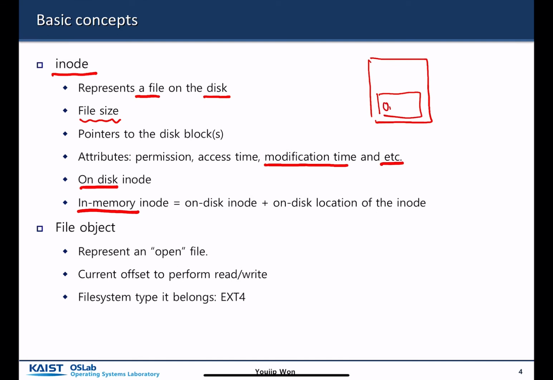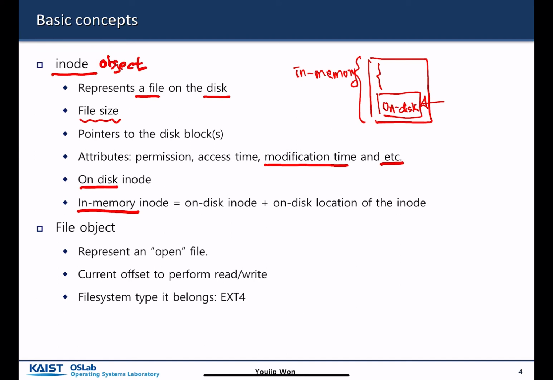So this is the on-disk inode, and the in-memory inode, or in-core inode, represents a data structure that contains the on-disk inode and some other information. The other information includes the disk location of the on-disk inode, and it may also contain the file system that the inode belongs to. Another important data structure is a file object. So there is the inode object, and there is a file object.